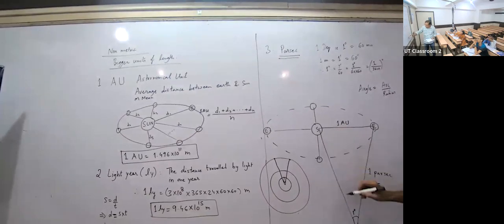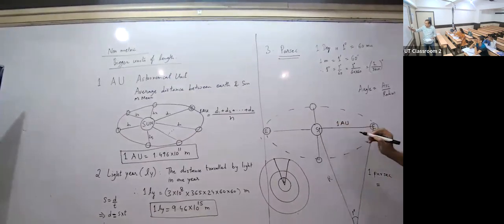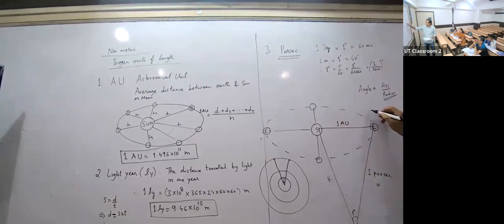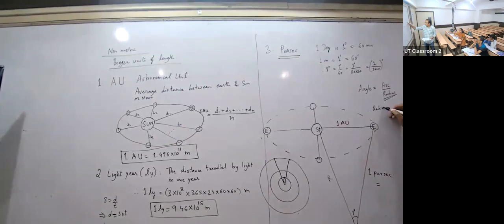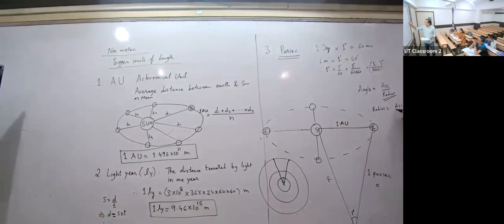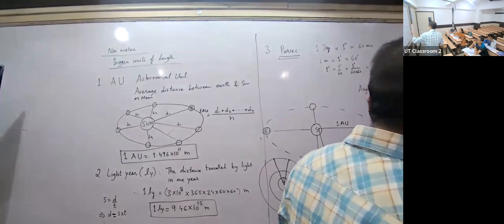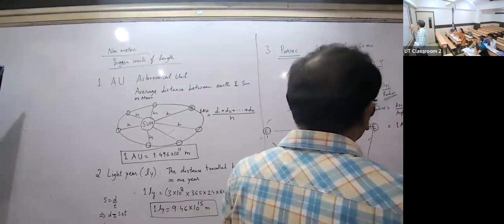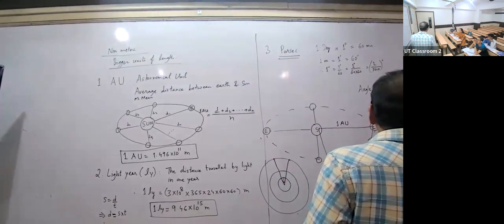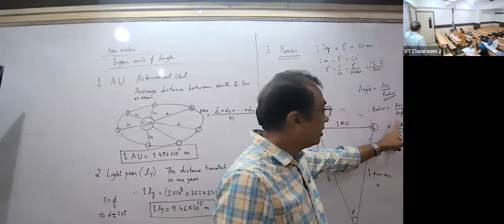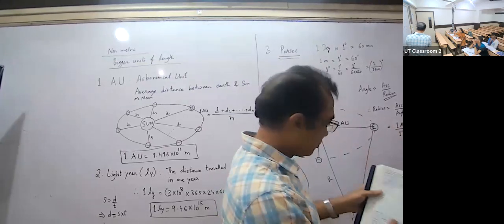Okay, so this is the radius of that giant circle of which this arc becomes a straight line. So our parsec is basically this distance, the radius. Therefore, radius is equal to arc upon angle. Right, now what is our arc? One astronomical unit. Arc is one astronomical unit. What is the angle? 1 second. So when you convert this second into radian and put the meter value of the astronomical unit, that's what they have done.